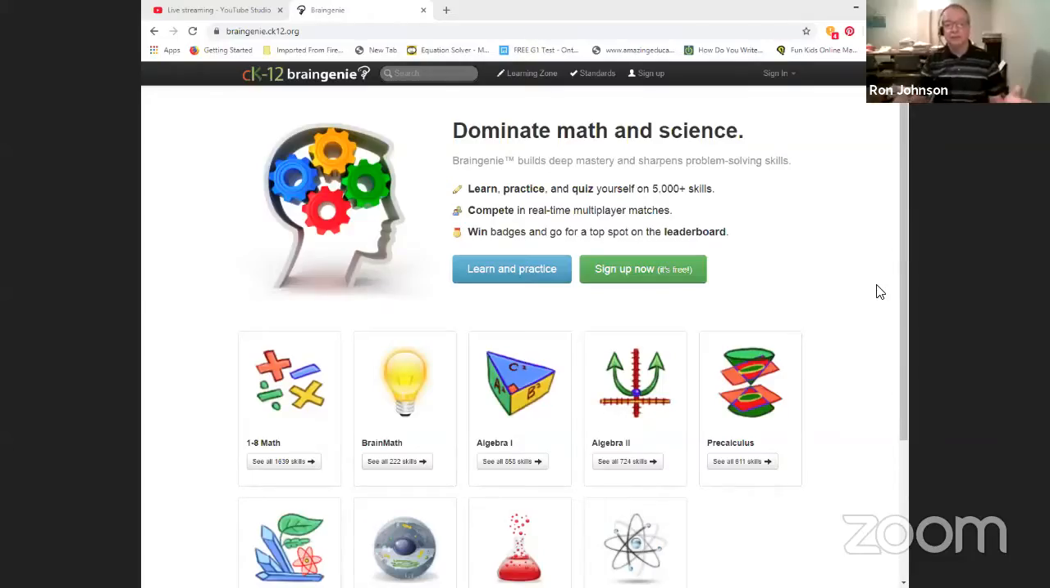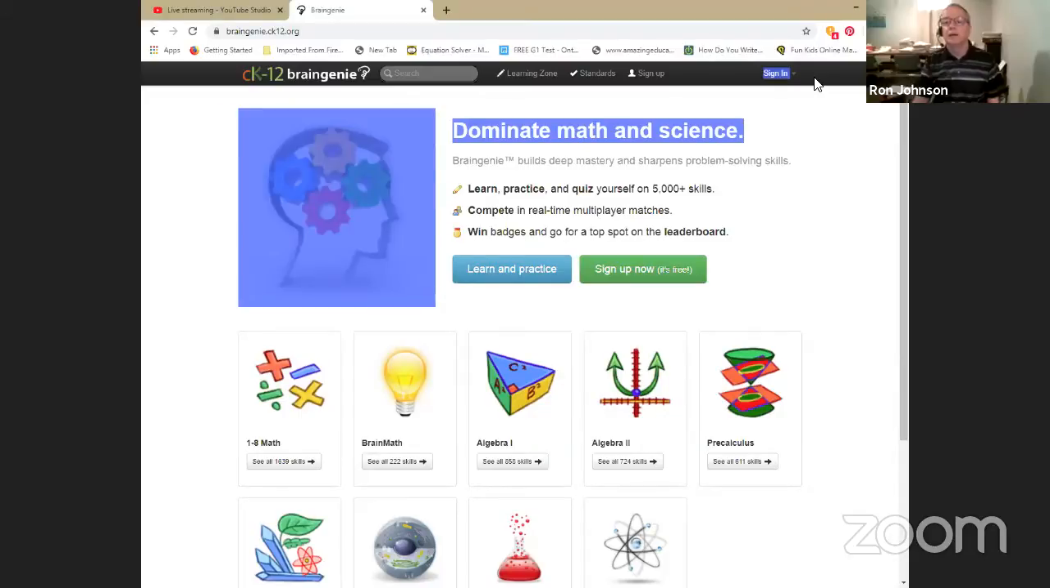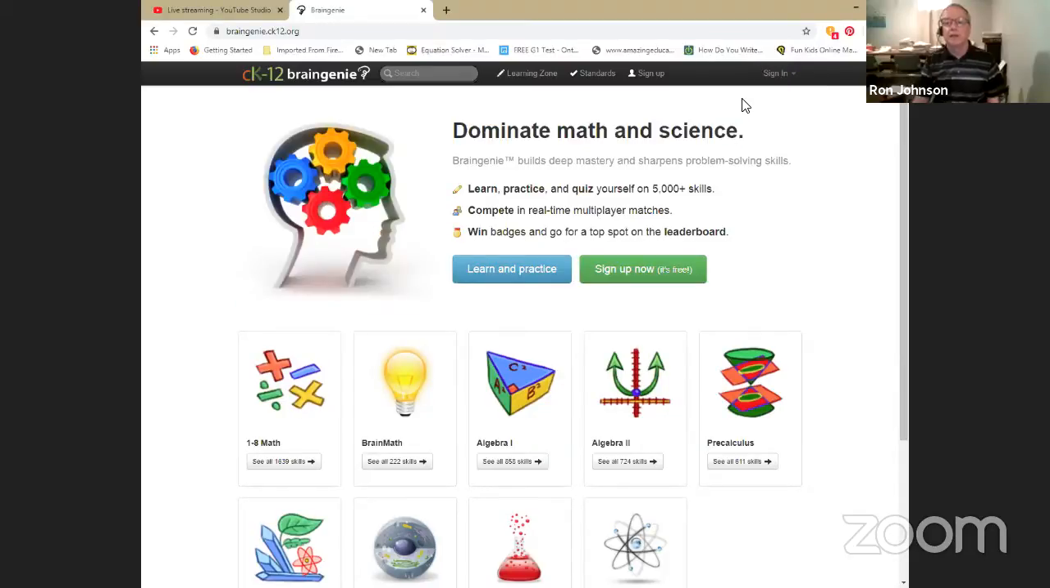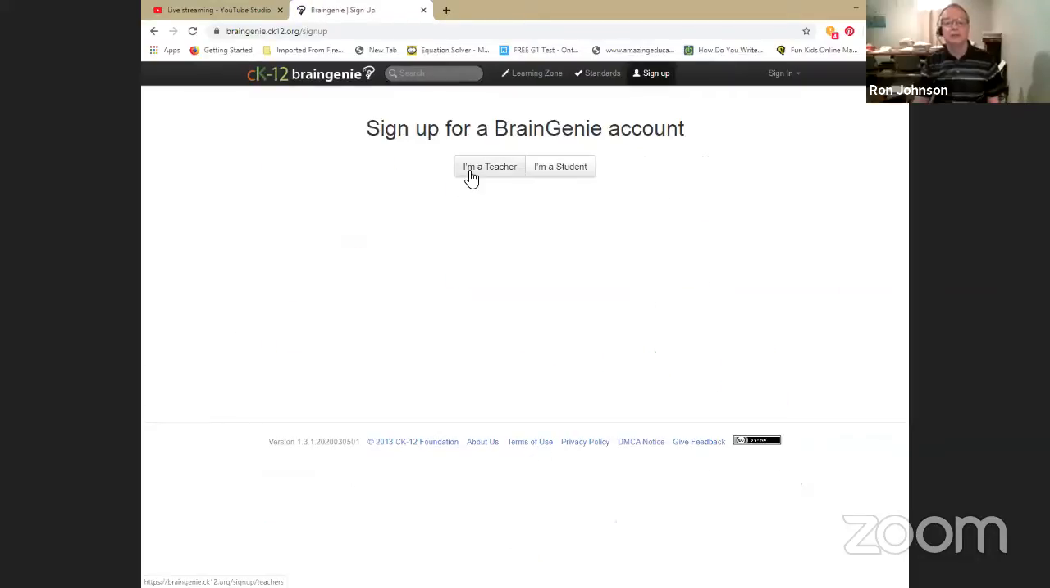What we're going to do is have a look at Brain Genie from the very beginning, from before you would sign in or register. If you don't already belong, then this is what would come up. If you type in braingenie.ck12.org, and I'll put that link below as I mentioned, so don't worry, this is what you would see. And in the top right, you would have a sign in. If you're already registered, you would sign in there. If not, you could go to the green button, sign up now. It's free. And you would sign in as a teacher, I'm a teacher, or I'm a student, and then go through the process there.